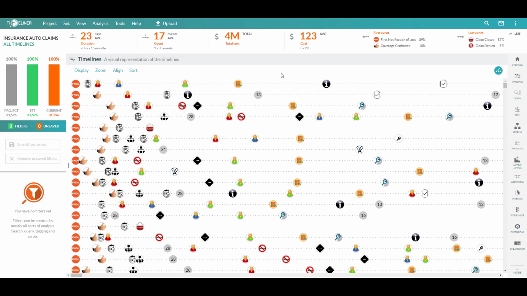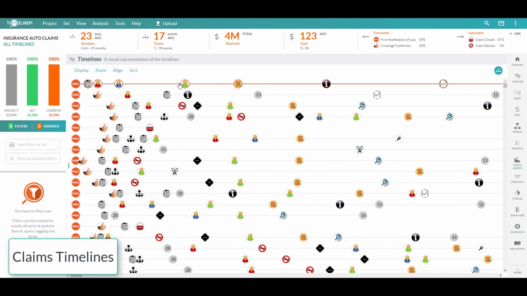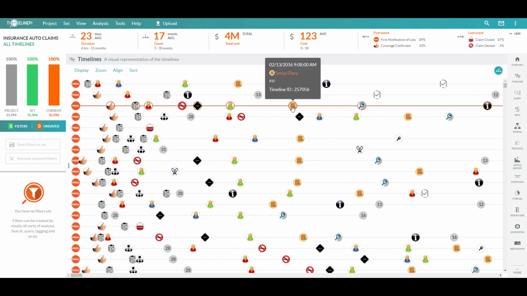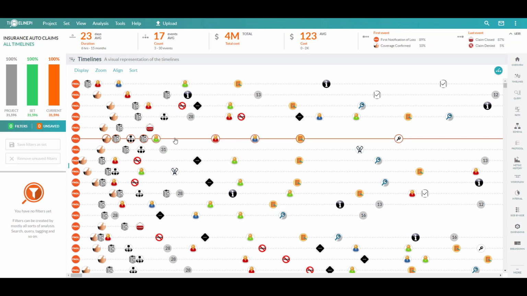in turn costs. So in explaining what we're looking at on screen, each one of these horizontal lines represents the life cycle of a single claim instance, and these icons represent events or activities that have happened to the claim along the way. So right now we're working with a set of 31,596 claims with all of the detail available for us.